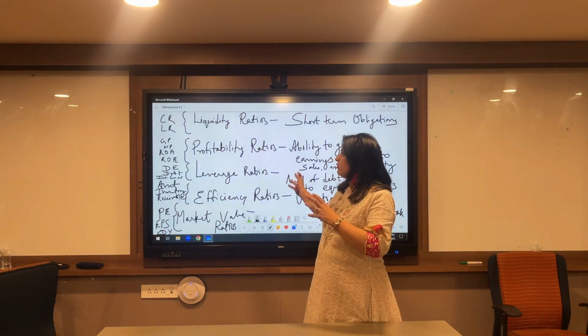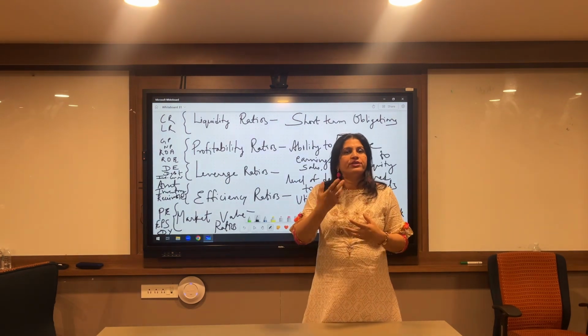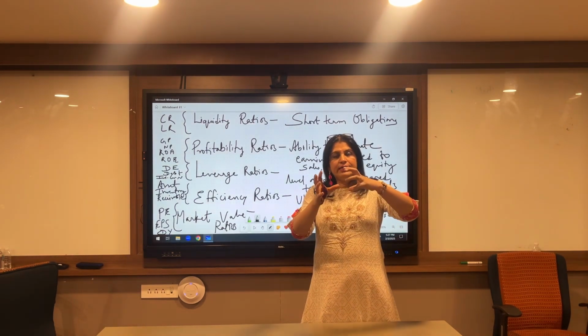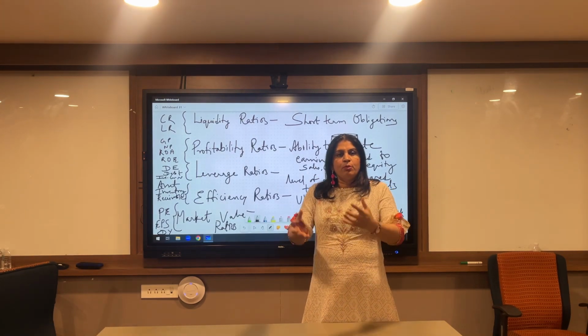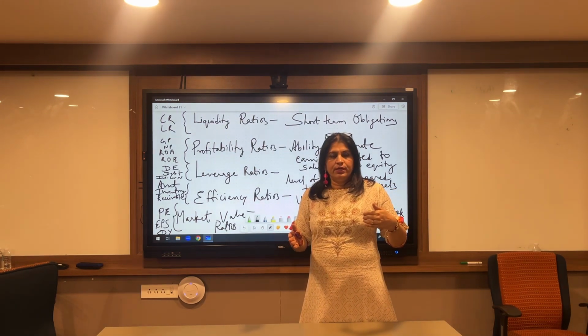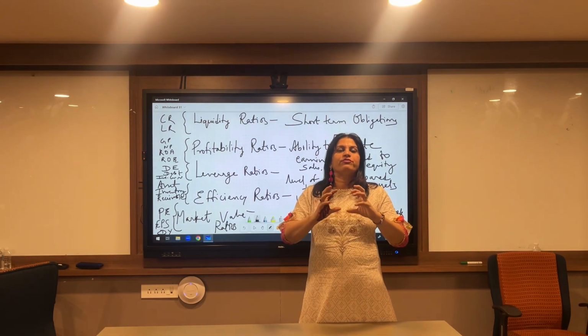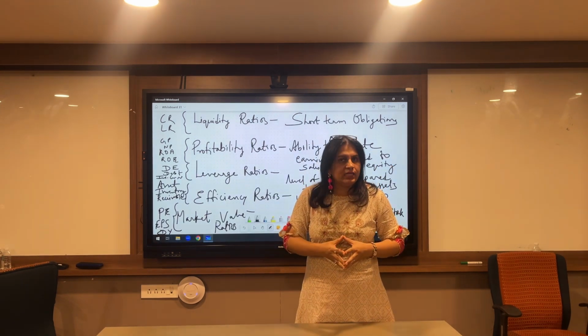So here we calculate ratios like debt equity, debt ratio, interest coverage ratio. It tells us about the correlation between borrowed fund and owner's fund, and what is the impact of the fixed cost on the overall efficiency and health of the business.